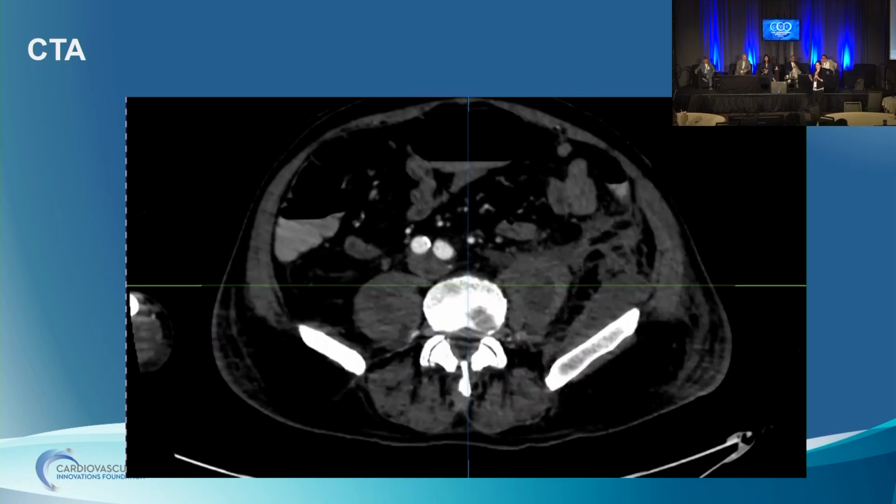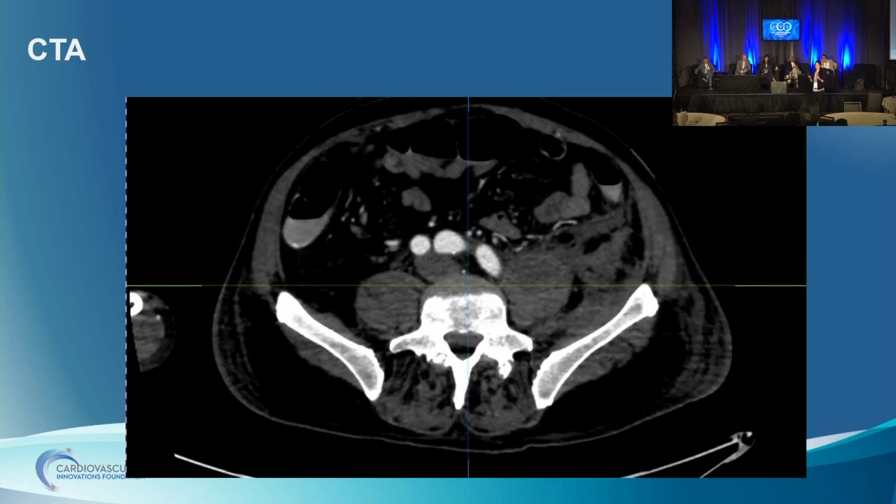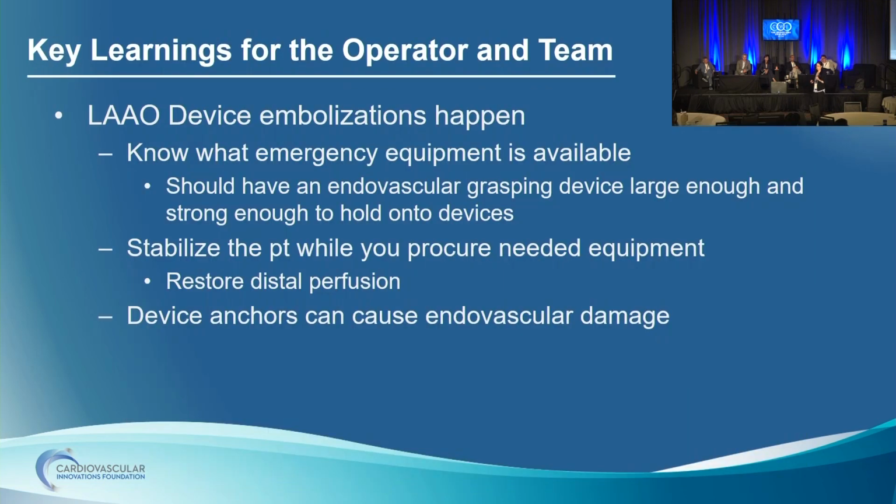Still there. And then here, the iliacs look like they're okay. So device embolization does happen, even though it's rare, even though we did our tug test. And it's important for you to understand your device, how to retrieve it afterwards, and what emergency equipment you have available to you. And if that emergency equipment isn't immediately available, just like in our case, you do have to deal with the emergency at hand, which in this case was the fact that we had critical limb ischemia, essentially.